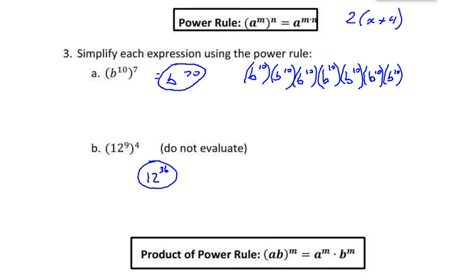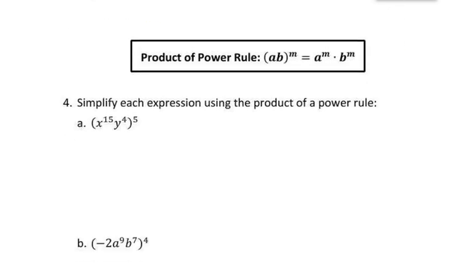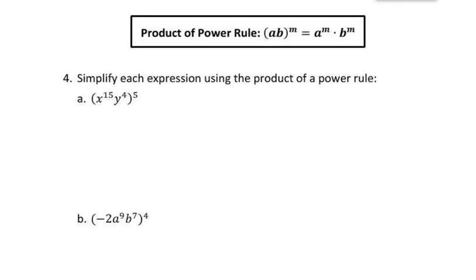The next is going to be the product of a power rule. This time, I have a times b, a product, that whole thing being raised to an exponent. Similar to that distributive property example, I have to raise each of the terms, or the factors, a and b to the m power. And we have a to the m times b to the m.